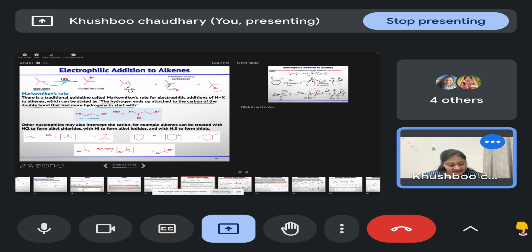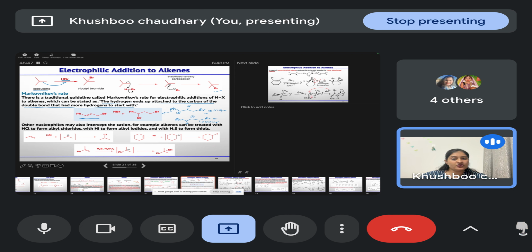For example, in this case, the two possibilities are: if the proton comes here, the positive charge will come here, and in the other case, the proton will come here and the positive charge will come here. So this is the first case and this is the second case. In the first case, your carbocation or positive charge is stabilized by resonance with the phenyl ring. But in the second case, that stabilization because of resonance was not there. So this will lead to the formation of the minor product and this leads to the formation of the major product as shown here.